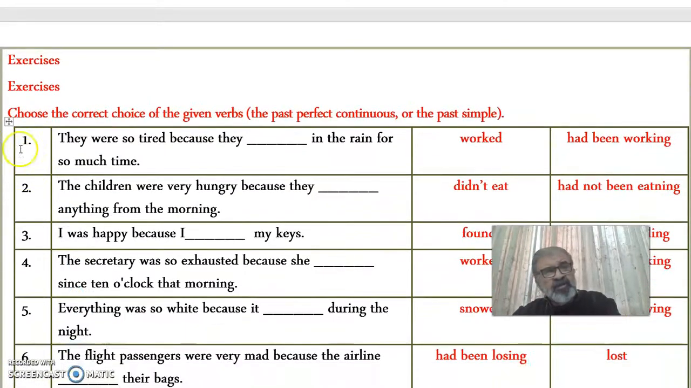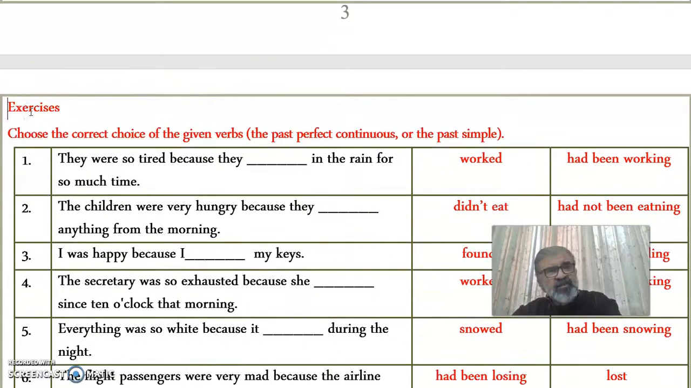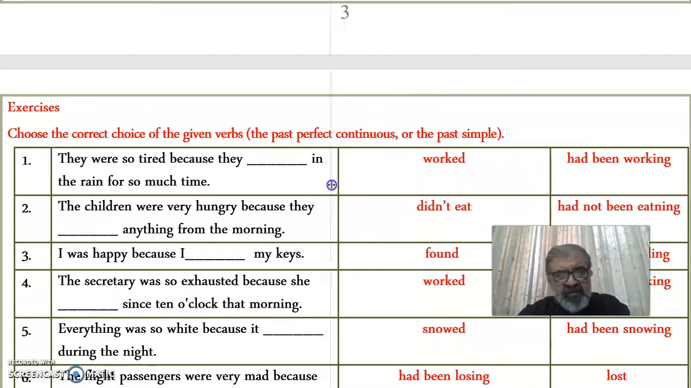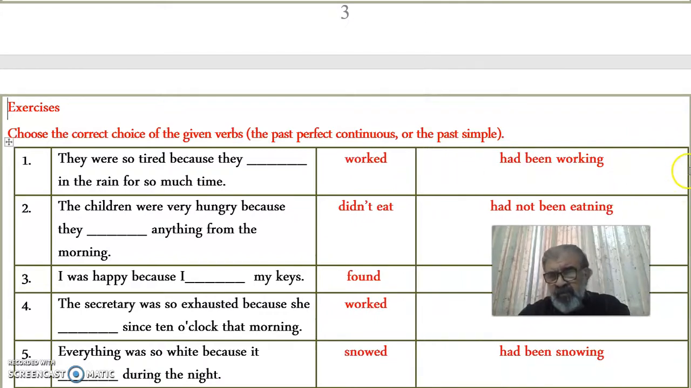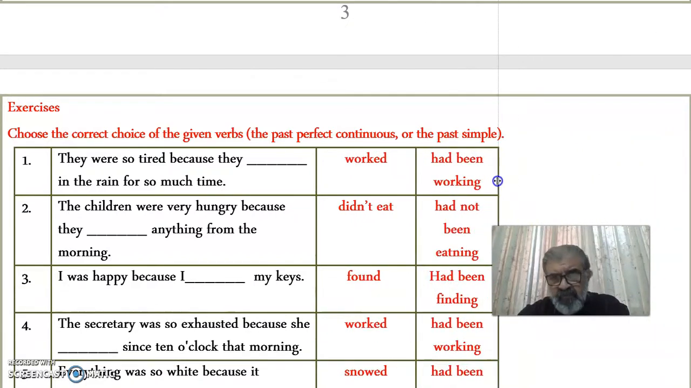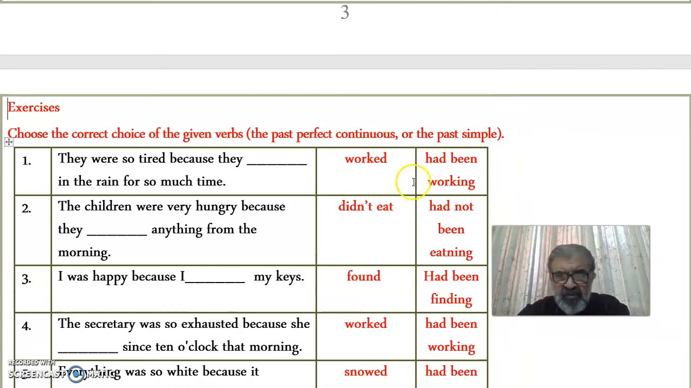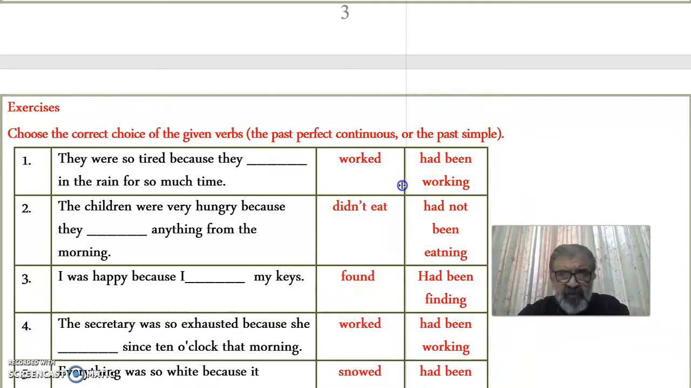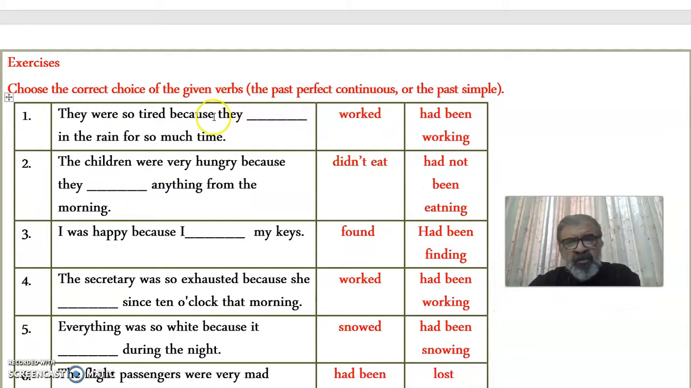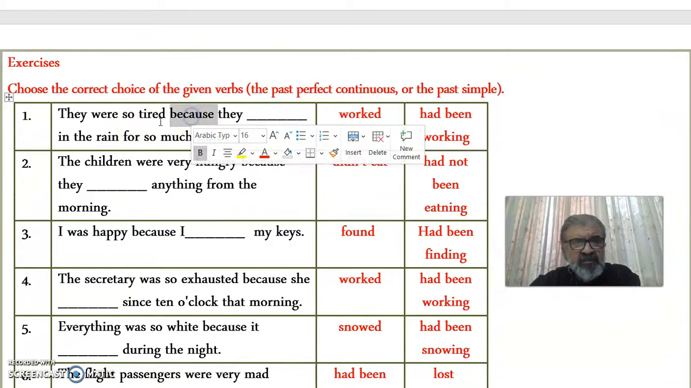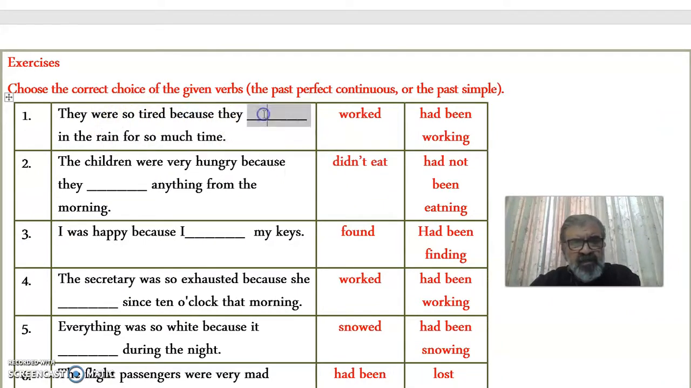All that you have to do in these exercises again is decide which one is past perfect and which one is past simple. Now let's try to do it together, but let me just make some space for the video camera. Hopefully it will work out. I know it's a bit crowded. Now, let's start with the first one. They were so tired. Again, because preceded by action 2, then action 1, had been working.